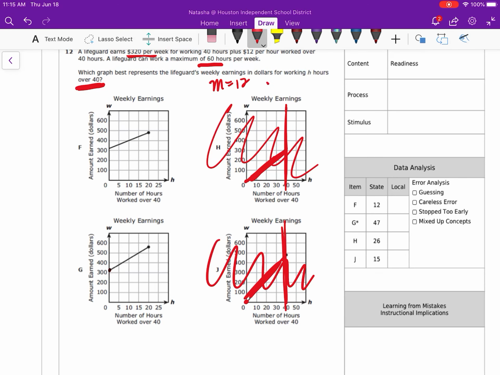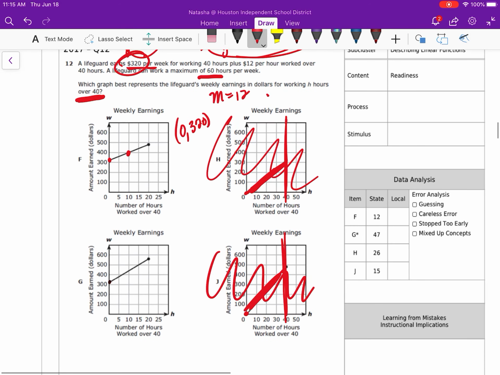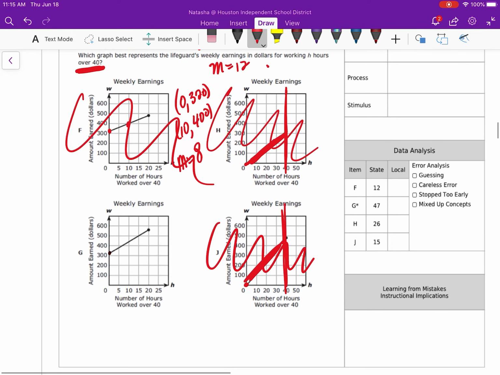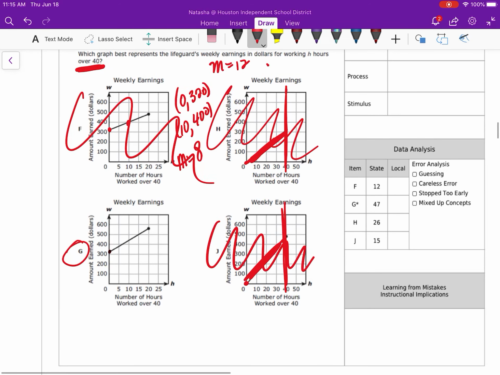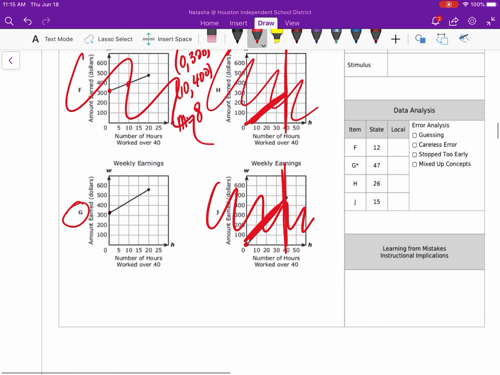Now, if I look at these and I pick a point, and I got that point there, that's a perfect point. So I know I have the point 0 and then 320, because we said it starts at 320. And then my other point is going to be here at 10 and then 400. Now, if I work this out, this ends up having a slope of 8. So that's not going to work in terms of our equation. So it has to be G by process of elimination, but let's talk it through.